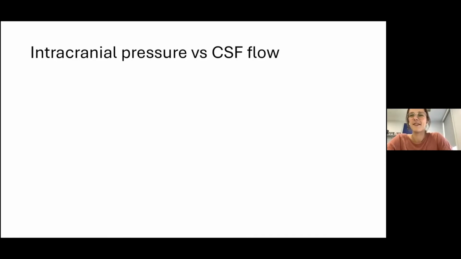So I want you to draw me a graph that shows intracranial pressure on your x-axis, and on your y-axis, I want you to put CSF flow in mils per minute.